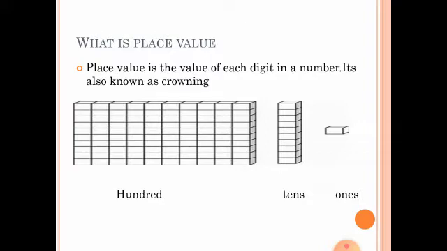So this huge rectangular prism represents 100. 10 tens makes 100. So the things related to this picture will be discussed in the next slides.